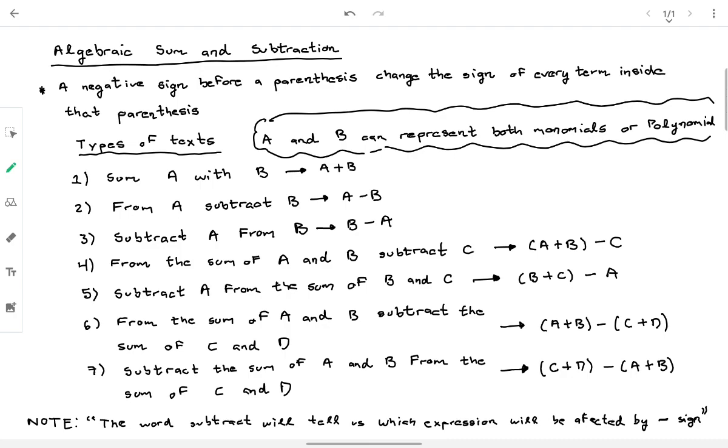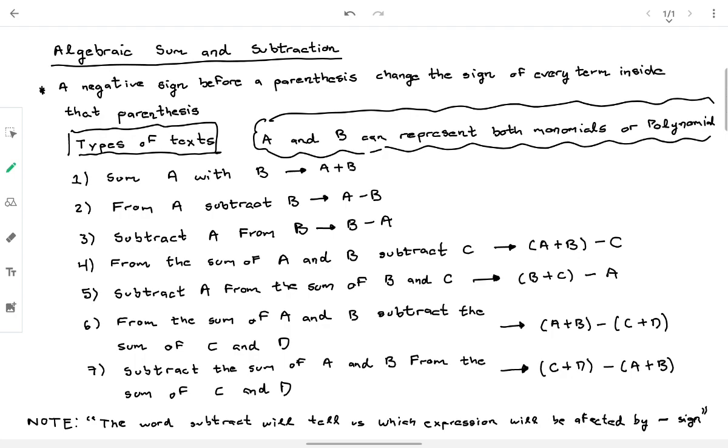Well, today we will have a different type of text that will tell us what to do with the algebraic expressions. A and B in this case can represent both a monomial or a polynomial. So it's also used for monomials. It can be used for polynomials. So it's the same. When we have something like sum A with B, that will be a very simple one. That means A plus B.